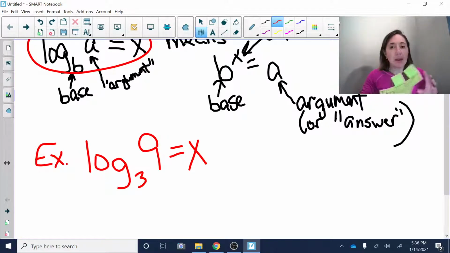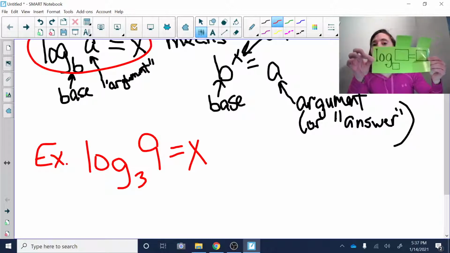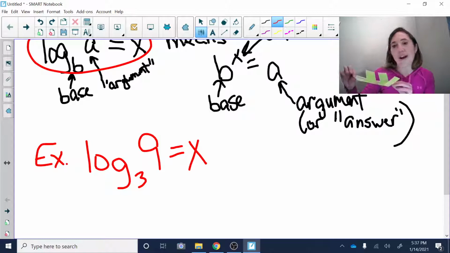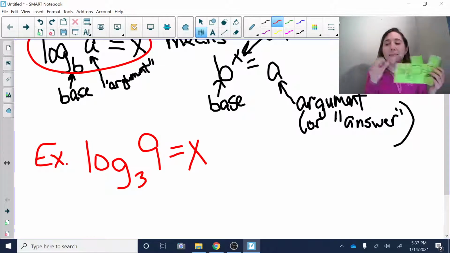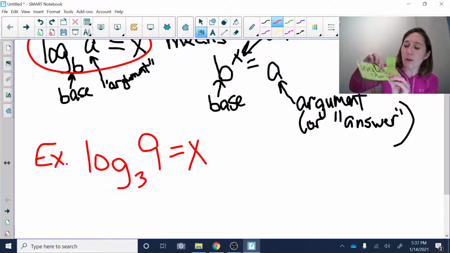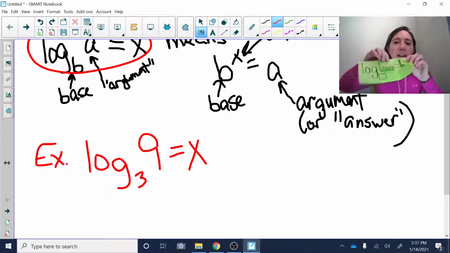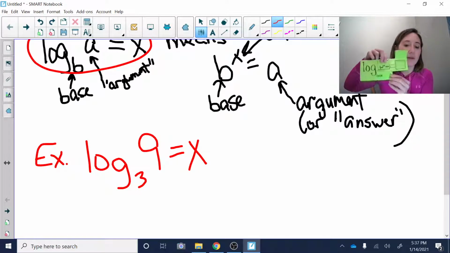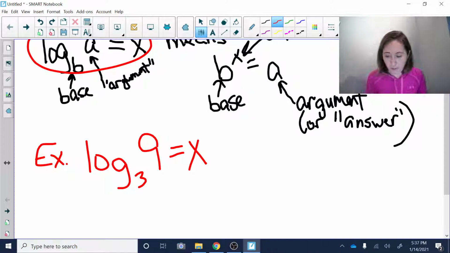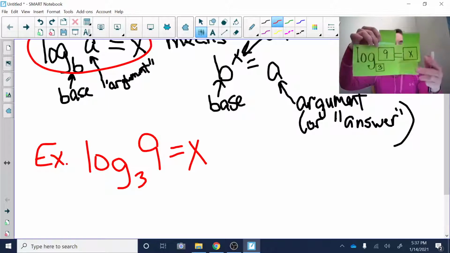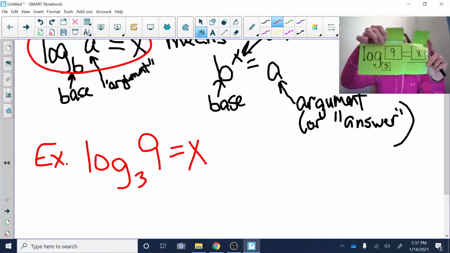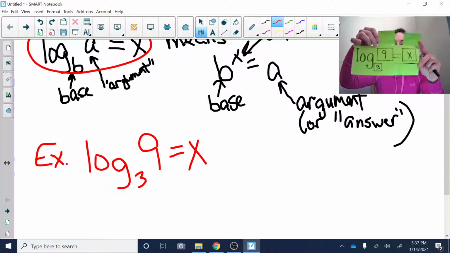In your packet you should have a foldable that looks like this. Yours won't be green, yours is just white. And yours isn't laminated, mine's laminated, but anyway, on this foldable I have it so that you can put the numbers in their spots, and then you can identify with the little flaps what each one represents. So I'm going to put this on my foldable here. Log base 3 of 9 equals x. Okay, so this is the problem that we're working out here. Log base 3 of 9, and we want to see what that is equal to.